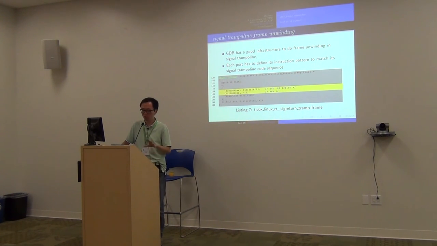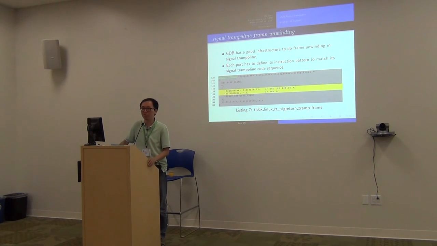So at this point, GDB has to understand, okay, there is a special frame between the program being interrupted and the signal handler. That also needs signal frame unwinding, which means we need another unwinder for this kind of special frame. Fortunately, there is a good infrastructure in GDB to do this kind of thing. There is a struct named trampoline frame, and you can just define it for your own ports.